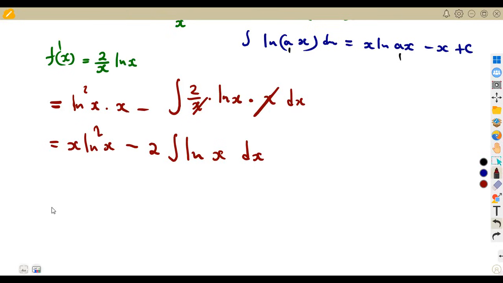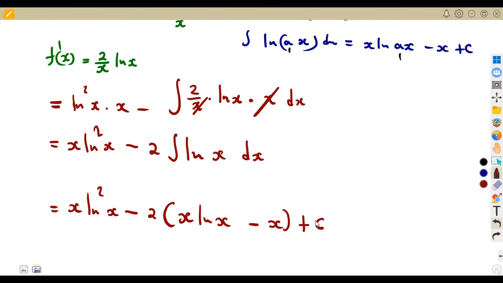So meaning to say this was going to give us x ln squared x minus 2 times the integral of ln x, which is the one that we get here, which is going to be x ln ax, our a, there is a 1. So it's just 1x, which is just x. So it is going to be x ln x minus x, our x as it is. Then we add the constant of integration.